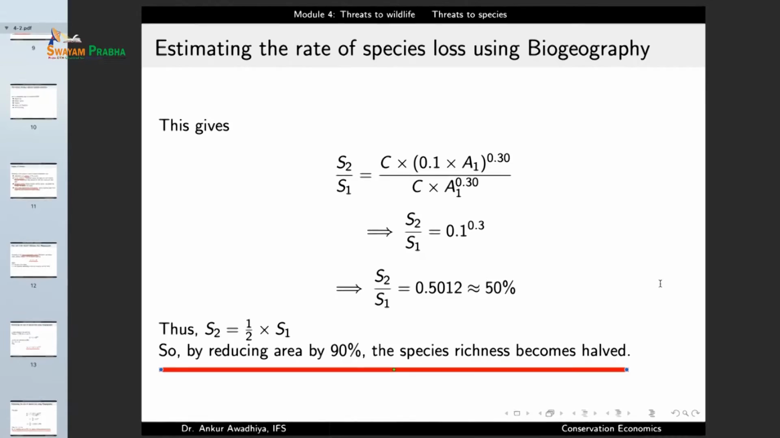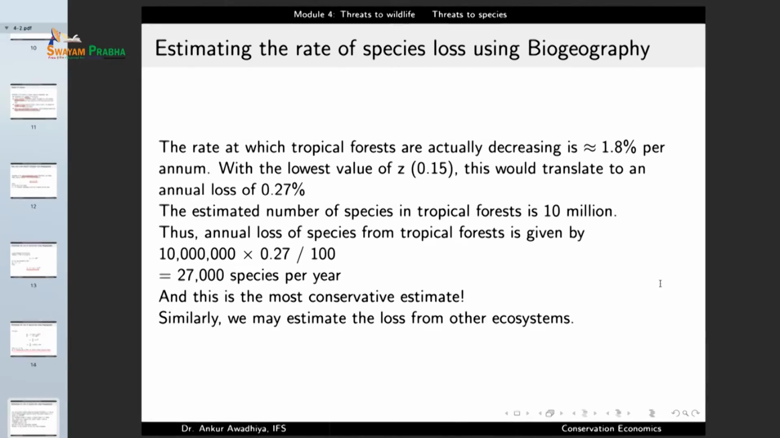But now, this is just an example. If we consider the rate at which the areas are actually going down, let us consider the tropical forests. Now, tropical forests are actually decreasing at the rate of 1.8% per annum. So the rate is very small. We are not putting the area down by 90%. We are only reducing it by 1.8% every year.